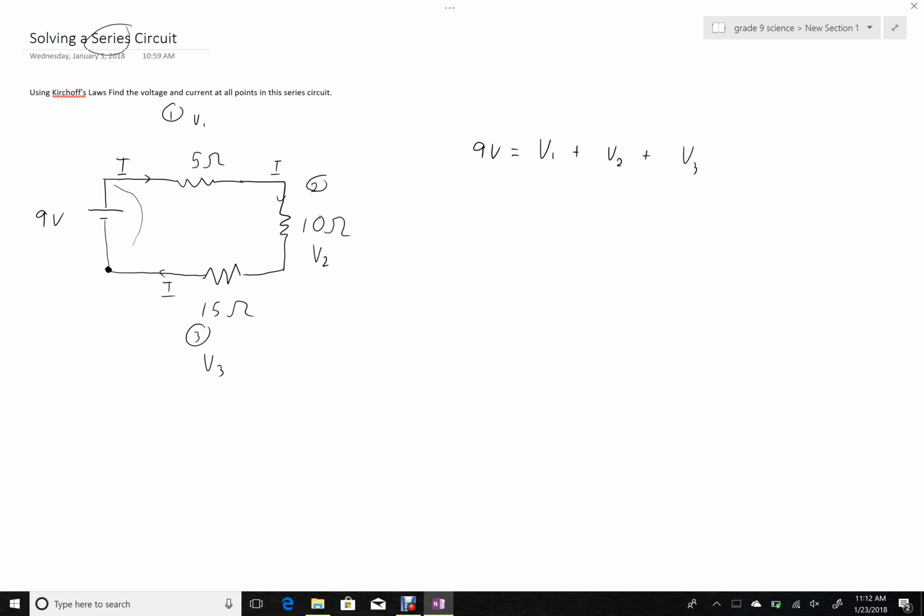So instead of calling it I1, I2, and I3, I'm simply going to recognize that I1 is equal to I2, and that's equal to I3, and I'm just going to call it the general I to represent the current at any point in this circuit. The last thing that I can do is I can use Ohm's law at each location separately.